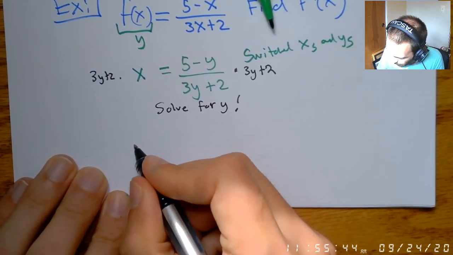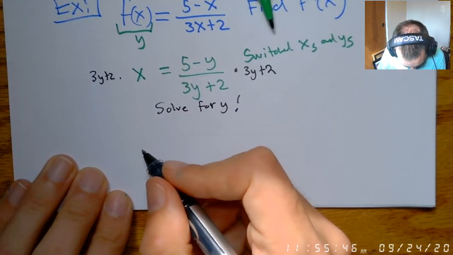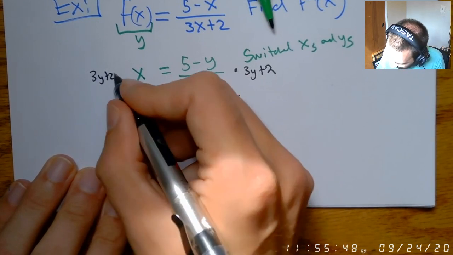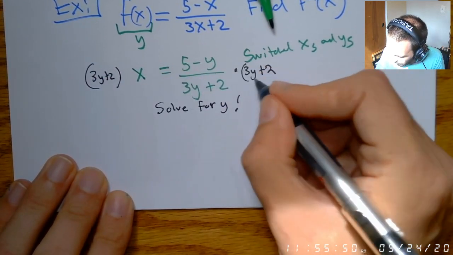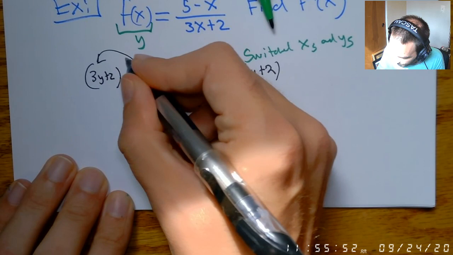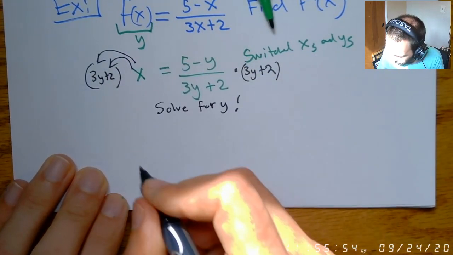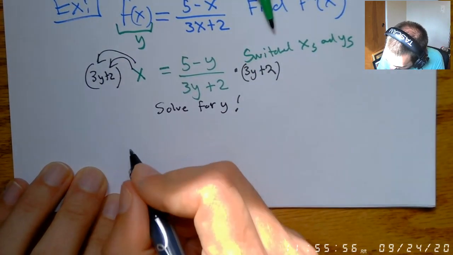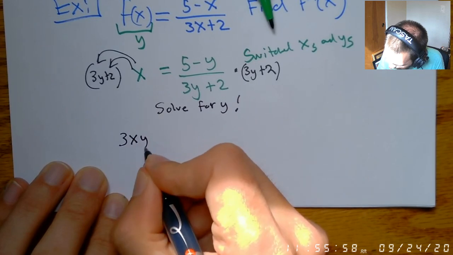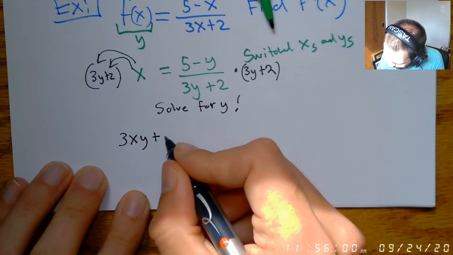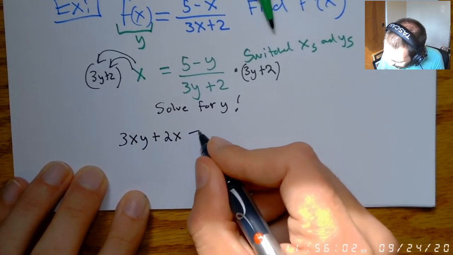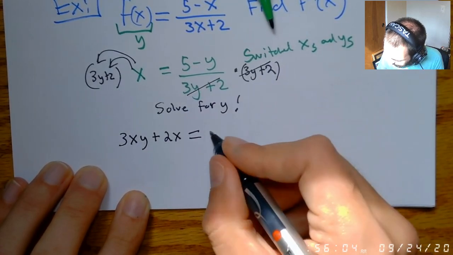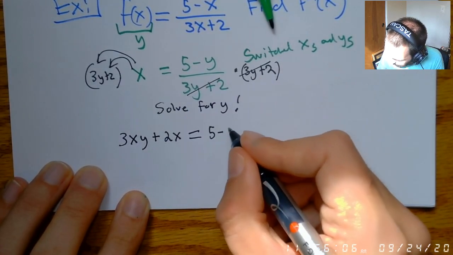Okay, so let's see what we get. Now remember you have to use parentheses because this is going to be distributed. So I'm going to have 3xy plus 2x equals, these cancel out, 5 minus y.